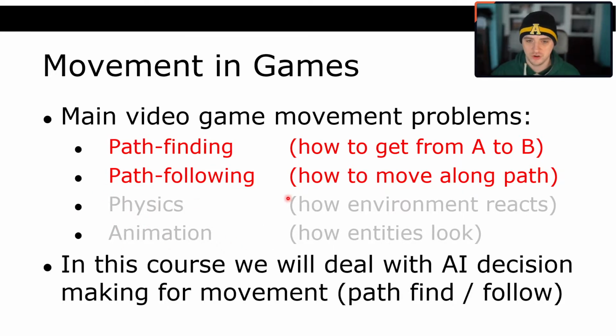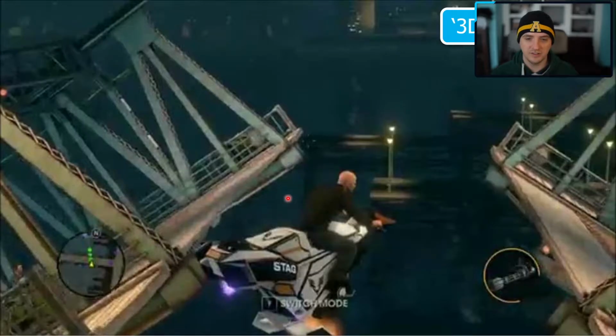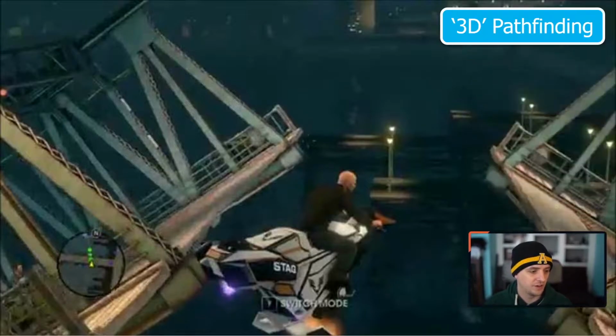So I just wanted to show some really quick clips. Some of these I showed in Computer Science 4300, and some of them I didn't. So here's an example from the Saints Row series of games. And this is what I call like 3D pathfinding, if you will.